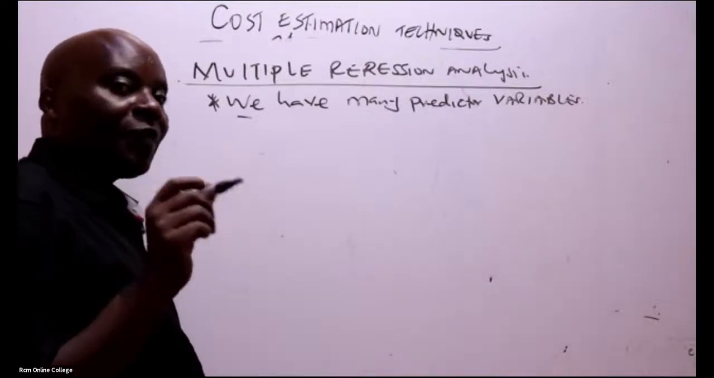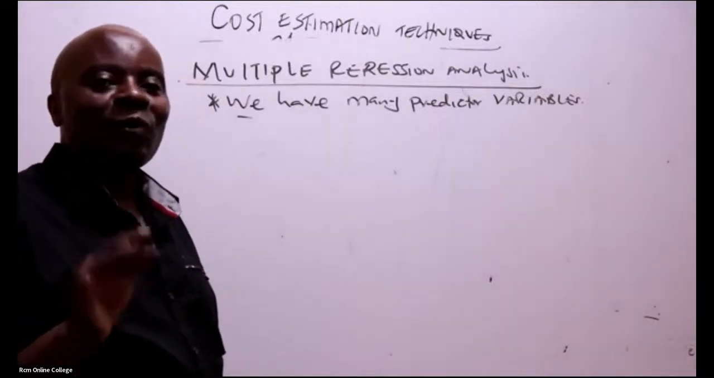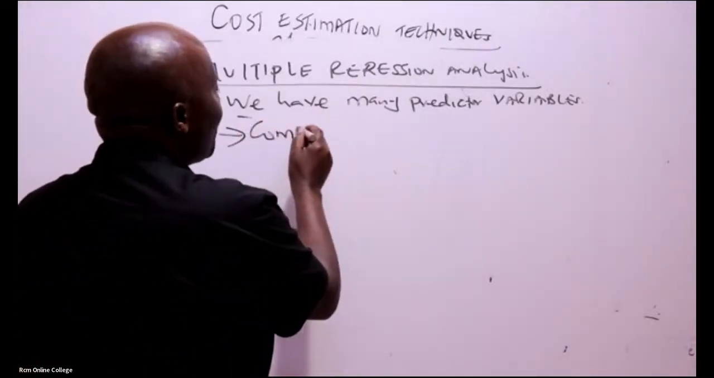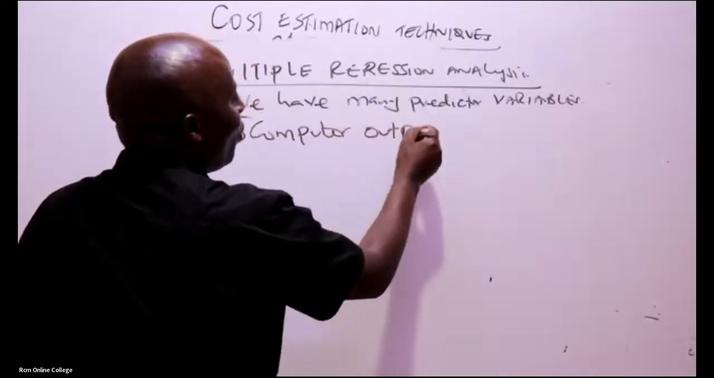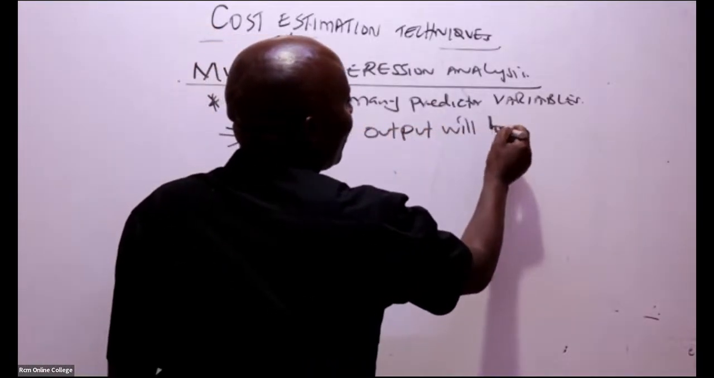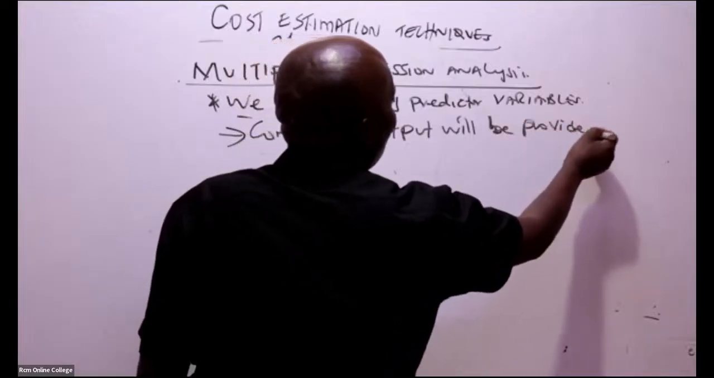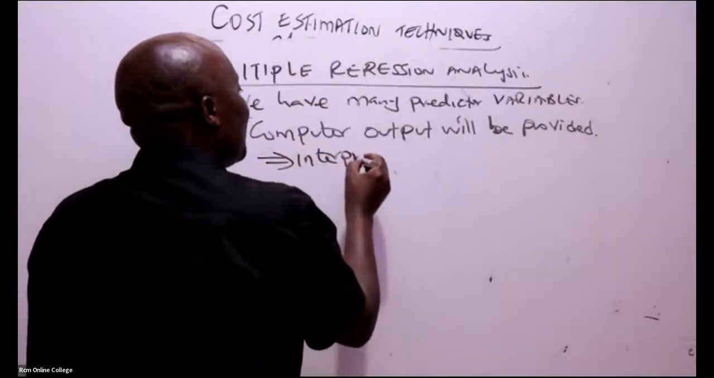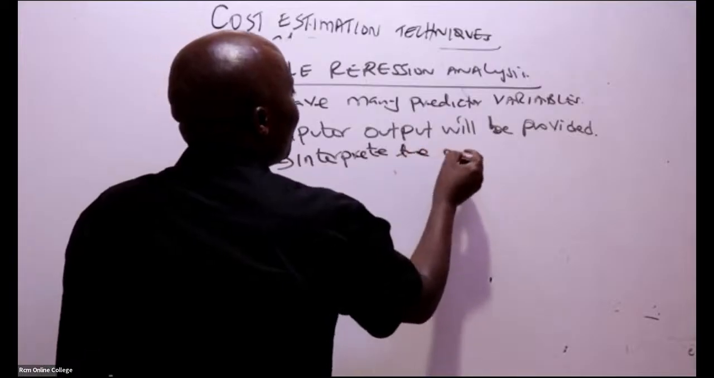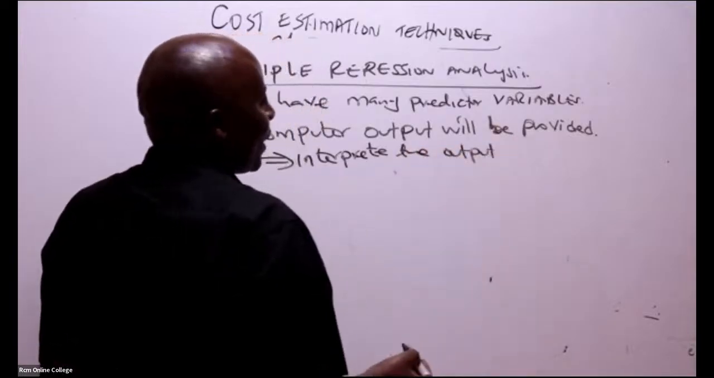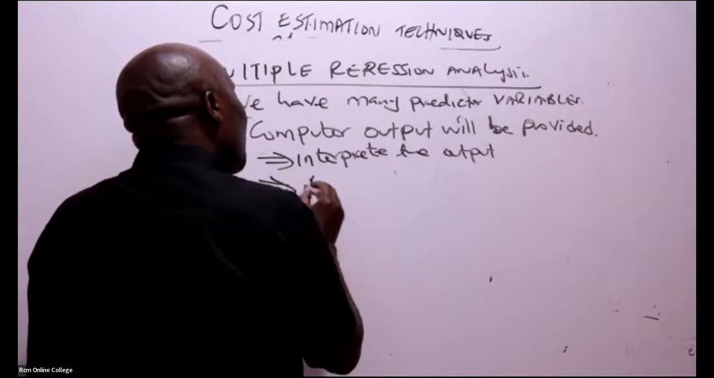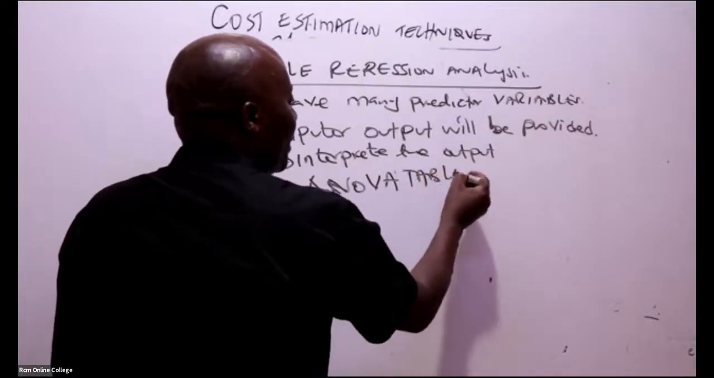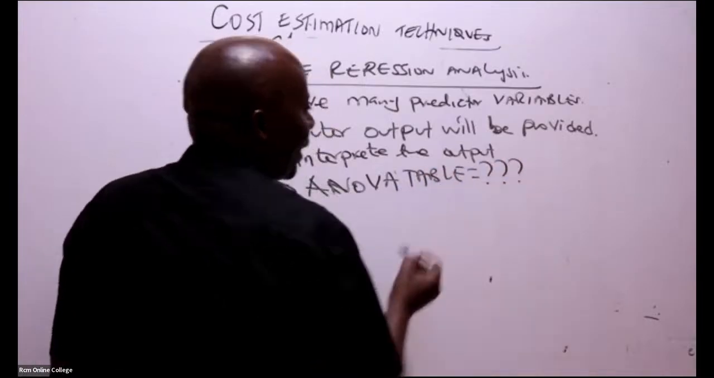So when you are given many predictor variables, the examiner will not examine you in terms of getting the value of B and A using formula. He will give you a computer output. A computer output will be provided, and then our work will be to interpret the output. And the most important thing that most students are not able to interpret is what we call the ANOVA table. This is really what scares so many students.